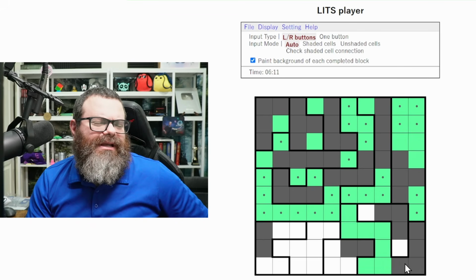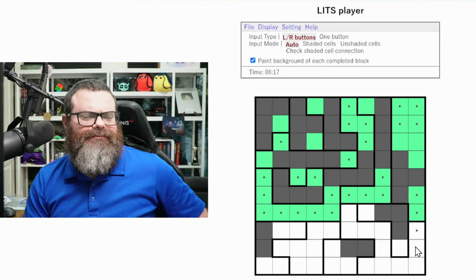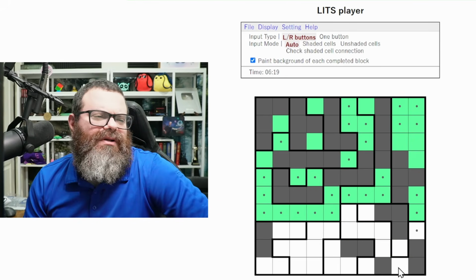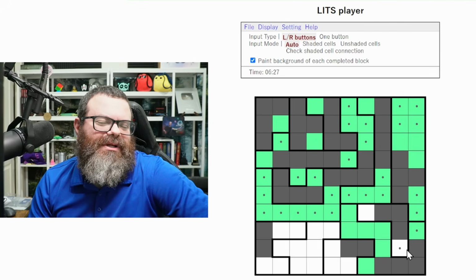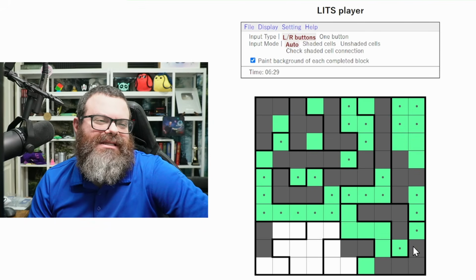This would form an L, and that would be touching this L, which is no good. So we're not taking that one. This would also be an L. So the problem is, because of the 2 by 2 rule, we're forced to take this, but this is now not connected to anything. So that's no good.